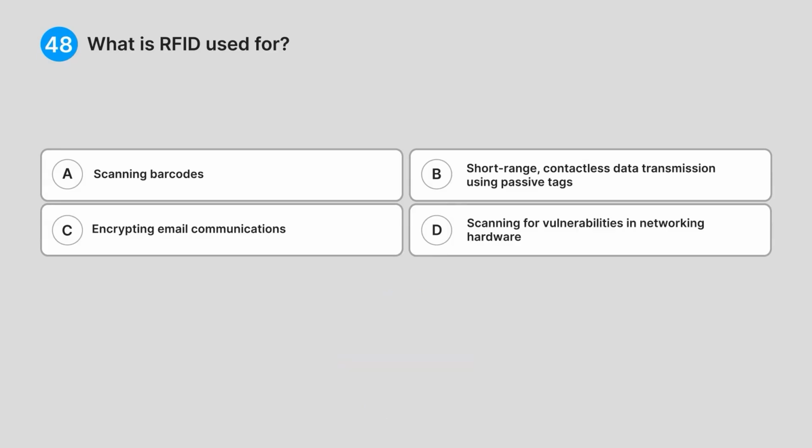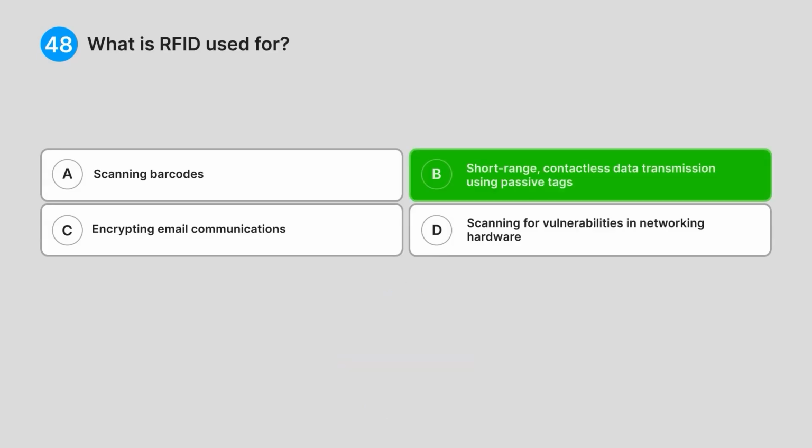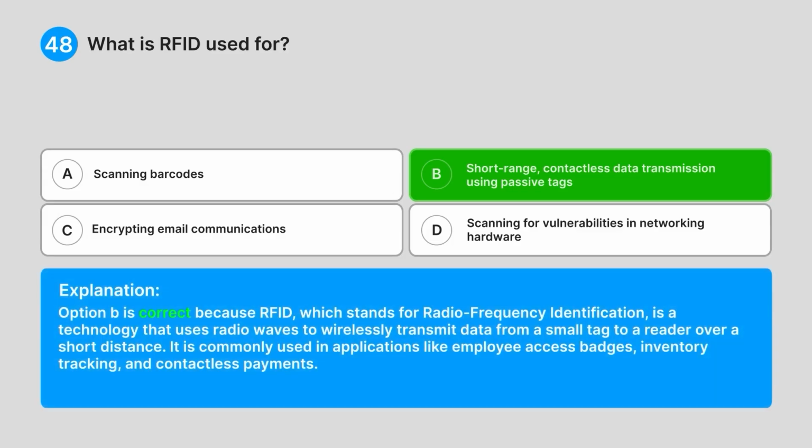Correct answer, B. Short-range, contactless data transmission using passive tags. Explanation. Option B is correct because RFID, which stands for radio frequency identification, is a technology that uses radio waves to wirelessly transmit data from a small tag to a reader over a short distance. It is commonly used in applications like employee access badges, inventory tracking, and contactless payments.